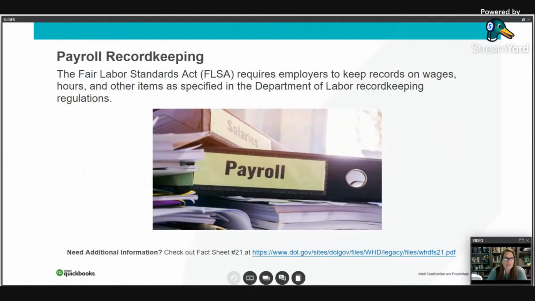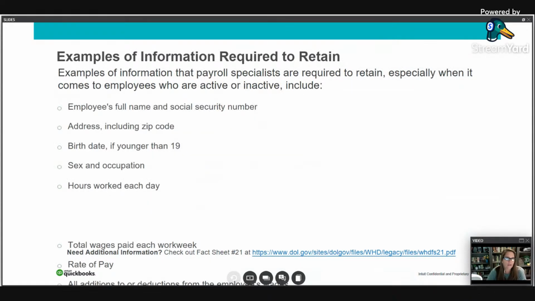Payroll record keeping is exactly what it says. It requires employers to keep records on wages, hours, and other items specified in those labor regulations. And there's a link, fact sheet number 21, on the slide where you can go check that out to see what those record keeping regulations are.